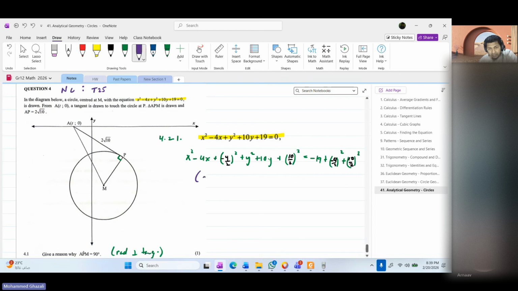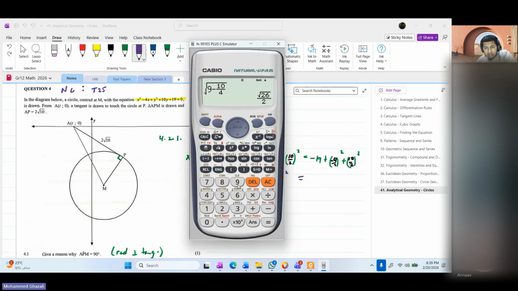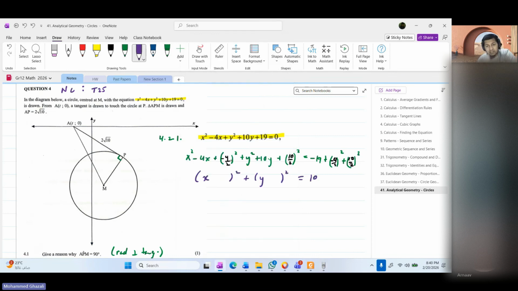Now write it in that format, and you can do all this on the calculator. That's minus 19 plus, what's minus 4 divided by 2? That's minus 2, squared is 4, plus 10 divided by 2 is 5, and 5 squared is 25. So I'm getting 10, right? This value, minus 4 divided by 2, is minus 2, and 10 divided by 2 is plus 5, right?